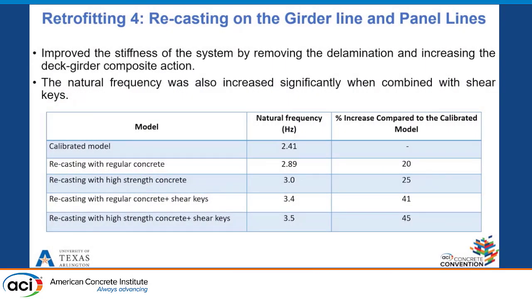Recasting the girder and panel lines with high-strength concrete improved the natural frequency by 25%, but it's still below the minimum value of 3.28 hertz in the literature. However, combined with the shear keys, it improved the natural frequencies by 41% and 45% for regular and high-strength concrete retrofitting, respectively. In addition, it yielded a natural frequency above the minimum limit of 3.28 hertz. Therefore, shear keys combined with the recasting of the girder and panel lines with regular strength concrete suffice to mitigate the excessive vibration.